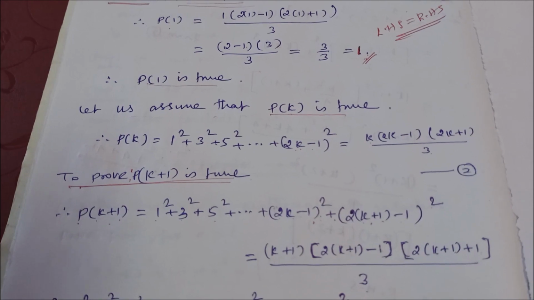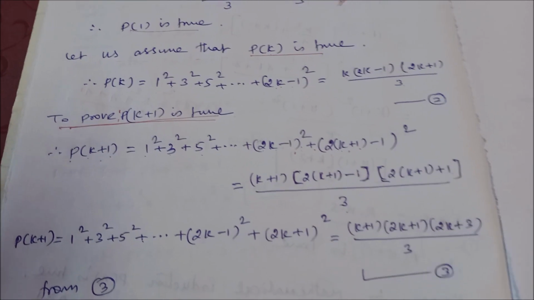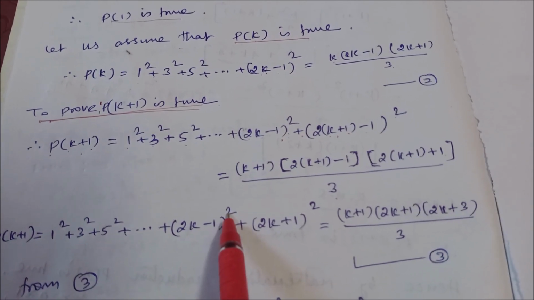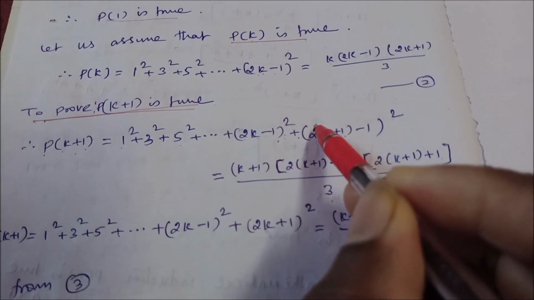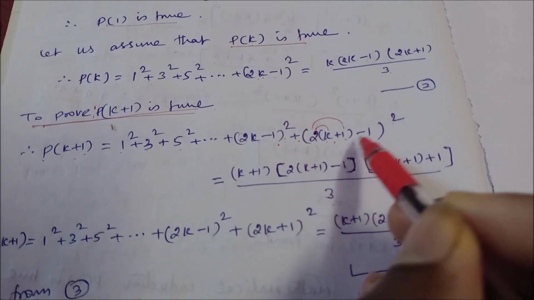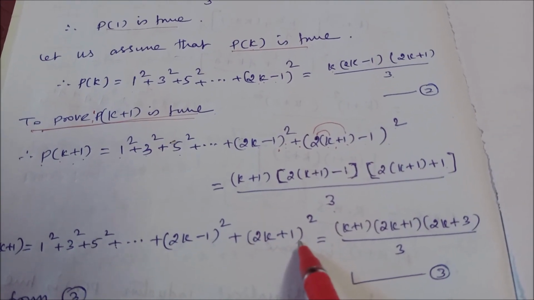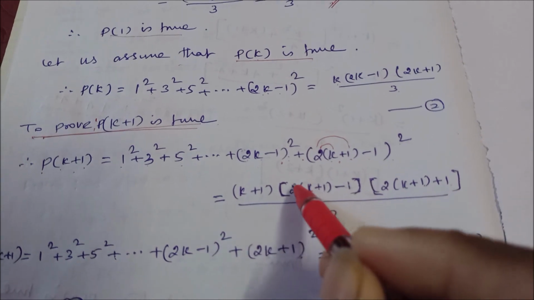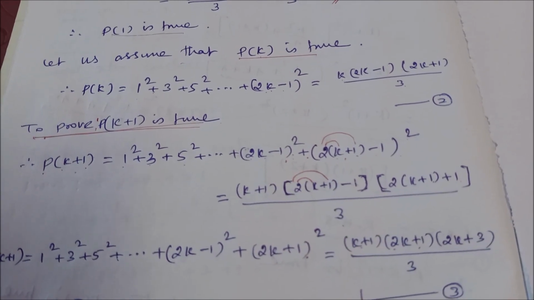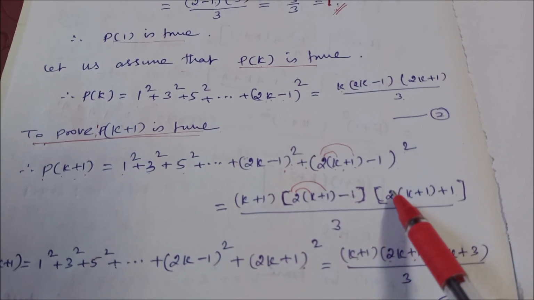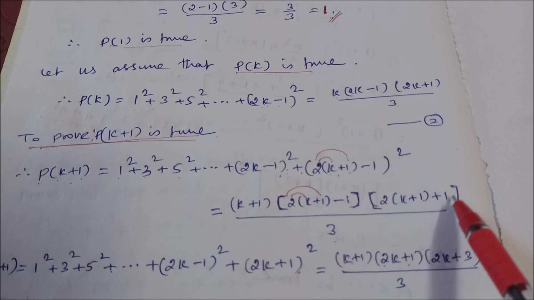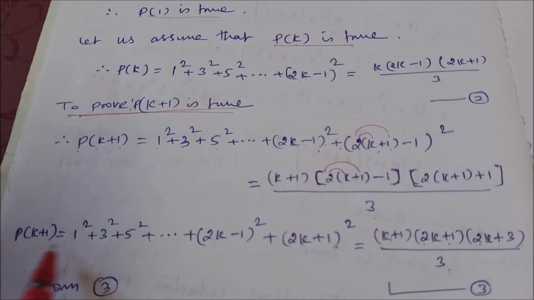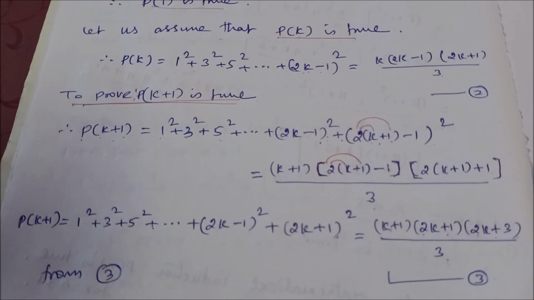Therefore, simplifying, P of k plus 1 equals 1 square, 3 square, 5 square, etc., 2k minus 1 whole square, plus 2k plus 2 minus 1, that is 2k plus 1 whole square, equal to k plus 1 into 2k plus 2 minus 1, that is 2k plus 1, into 2k plus 2 plus 1, so 2k plus 3, by 3. This is the equation for P of k plus 1.